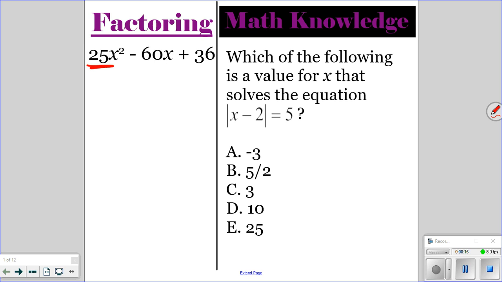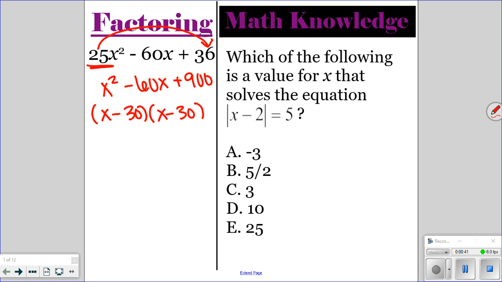So what we're going to do is remove, replace, reduce. If you've had me before, you should be familiar with remove, replace, reduce. So we're going to remove the 25 by multiplying it by the 36. That'll give us x squared minus 60x plus 900. So you remove it by multiplying it by the last number. Then you factor this, and it's going to factor as x minus 30 times x minus 30.